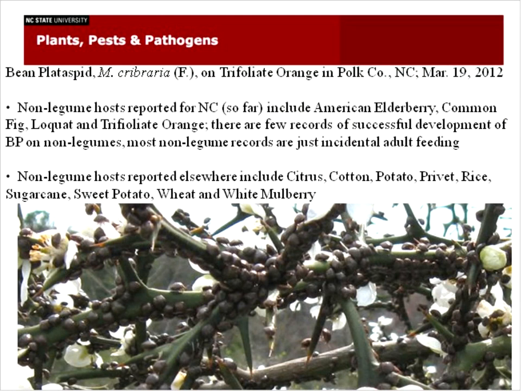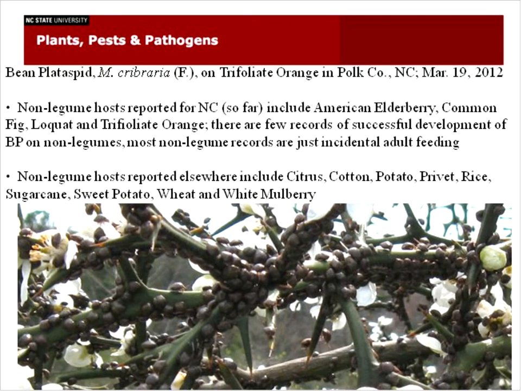This is a photograph of what look like ticks crowded on some poor animal. I've seen pictures of brown dog tick on dogs that look like this. But this is a trifoliate orange, which is actually a plant in the citrus family. It's grown as an ornamental here in North Carolina. Some of the non-legume hosts that have been reported in North Carolina so far, the adults feed on, include American elderberry, common fig, loquat, and the trifoliate orange.